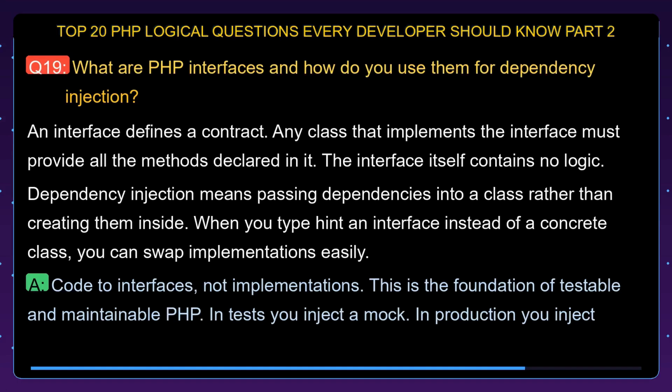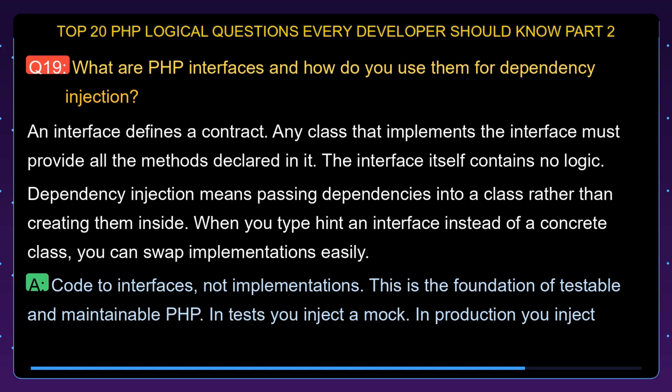Q19. What are PHP interfaces and how do you use them for dependency injection? An interface defines a contract. Any class that implements the interface must provide all the methods declared in it. The interface itself contains no logic. Dependency injection means passing dependencies into a class rather than creating them inside. When you type hint an interface instead of a concrete class, you can swap implementations easily.